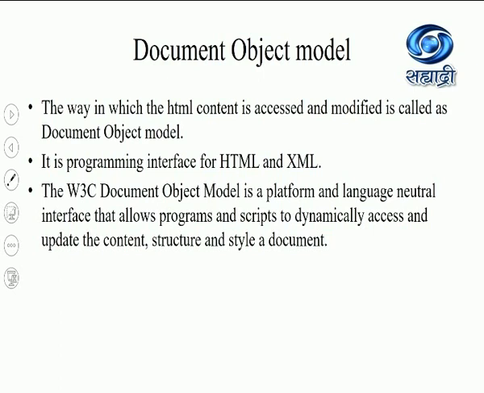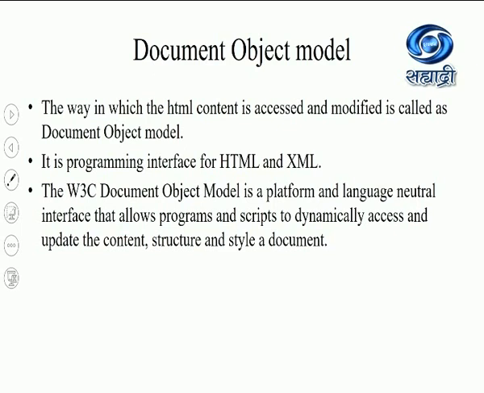Students, JavaScript contains the document object model. What is the document object model? The way in which the HTML content is accessed and modified is called the document object model. You will find the definition by the W3C. W3C stands for World Wide Web Consortium. Here on the screen you may see the word XML also. XML stands for Extensible Markup Language. HTML you already know is Hypertext Markup Language. So DOM is a programming interface for HTML and XML. You need to remember this.